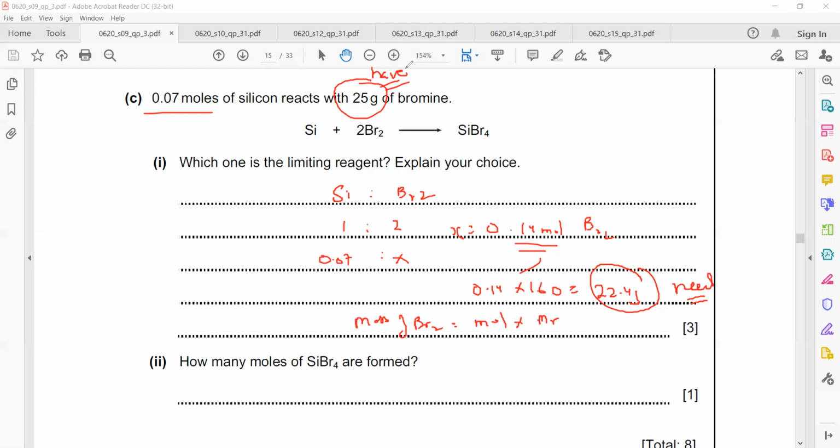Yes, sir, clear. Is it clear, this part?